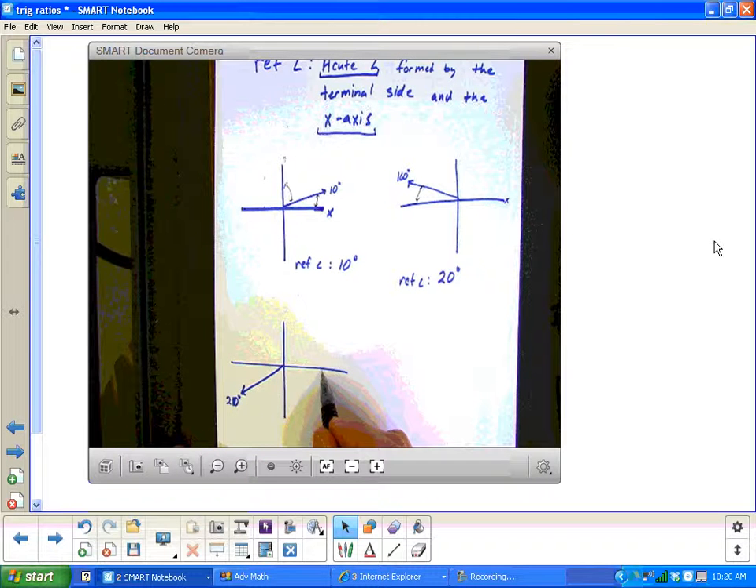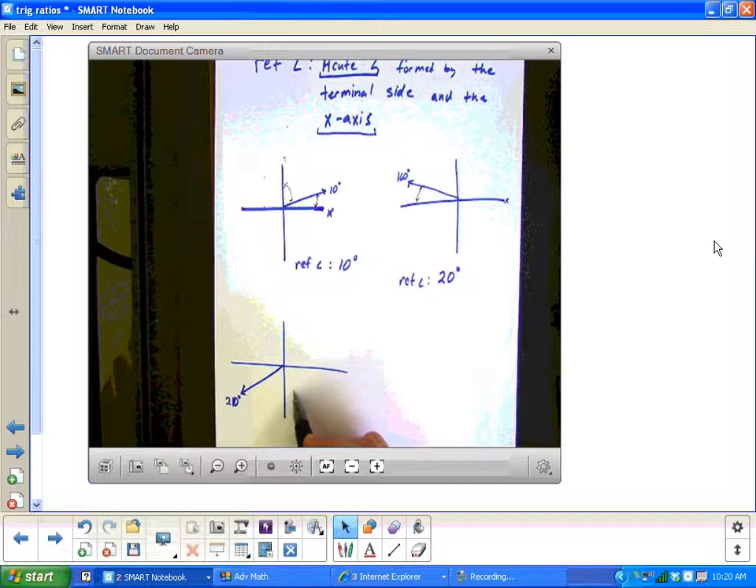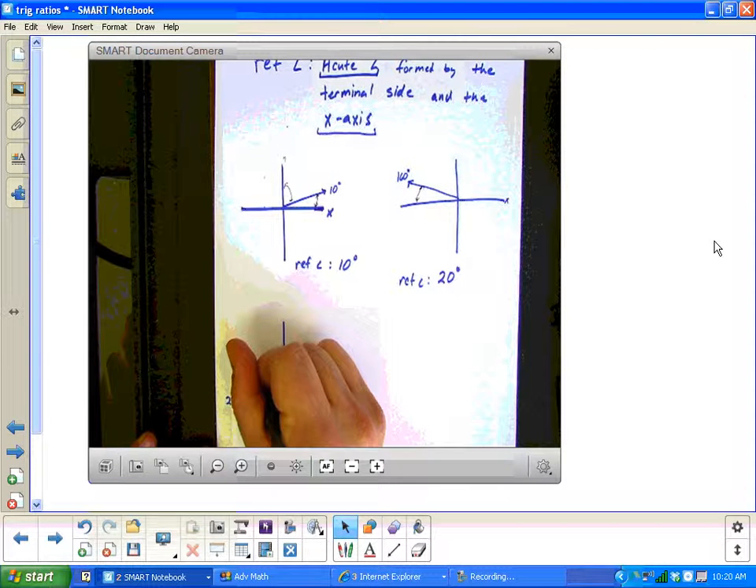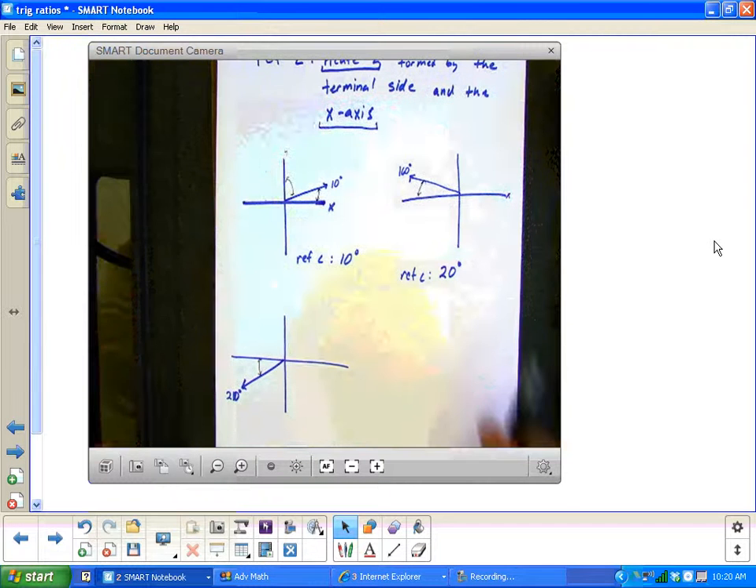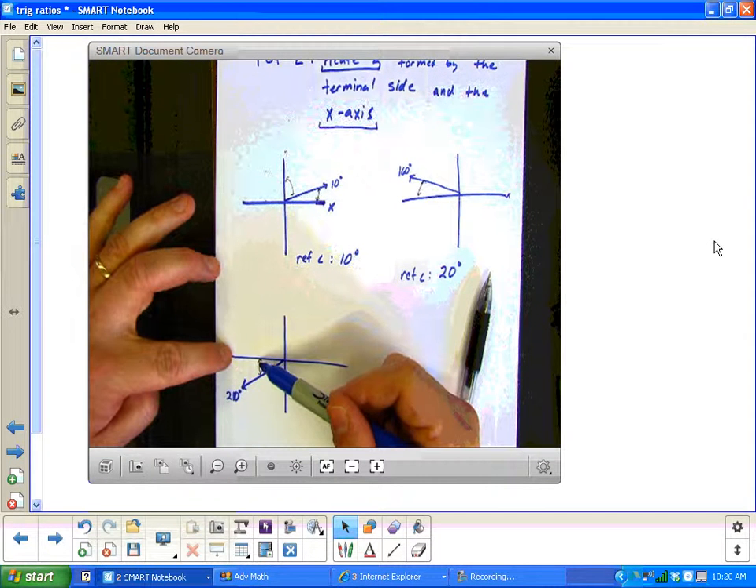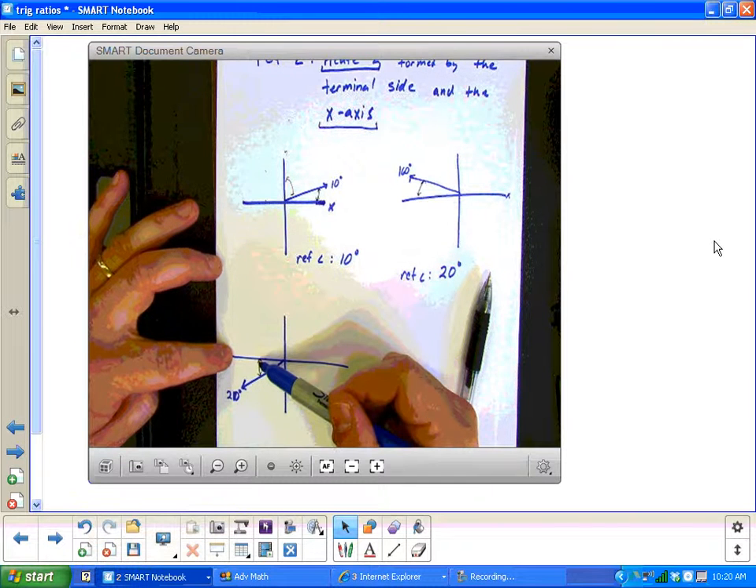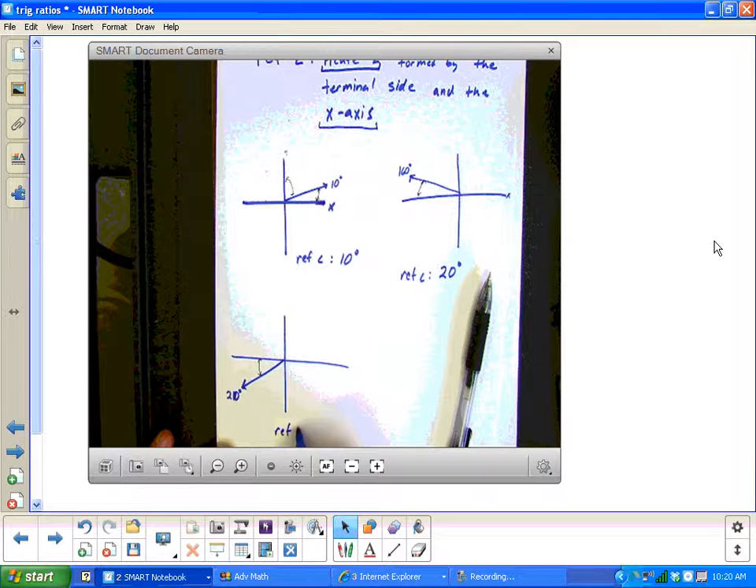So, if it has to be formed with the x-axis, am I going to look at this angle right here or this angle? The smaller one, right? Because it has to be acute. Okay. So the reference angle would be whatever this one measures. Now, if that's 180 and that's 210, then how many degrees did I really go from 180? 30. So the reference angle would be 30 degrees.